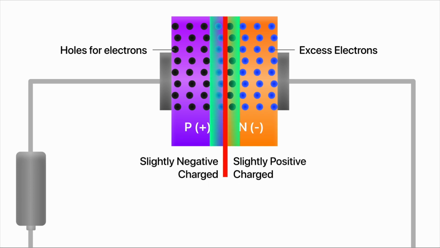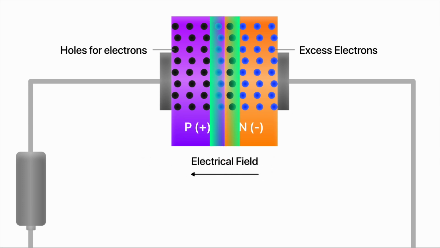In the p-n junction, we get a part called the depletion region. This is where the excess electrons from the n-type side will move over to occupy the holes in the p-type. This migration forms a barrier with a buildup of electrons and holes on opposite sides. This causes a slightly negatively charged region and a slightly positively charged region. This creates an electrical field preventing more electrons from moving across.